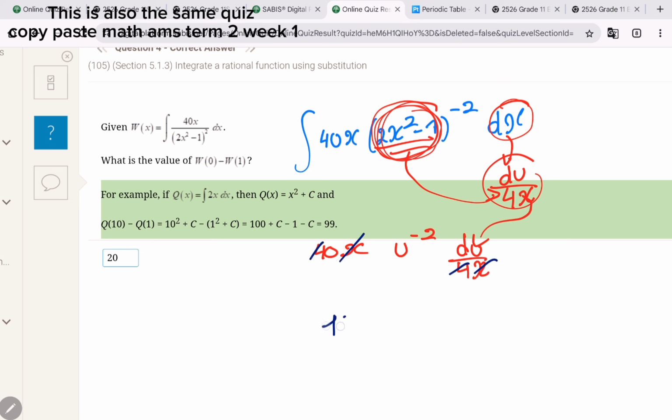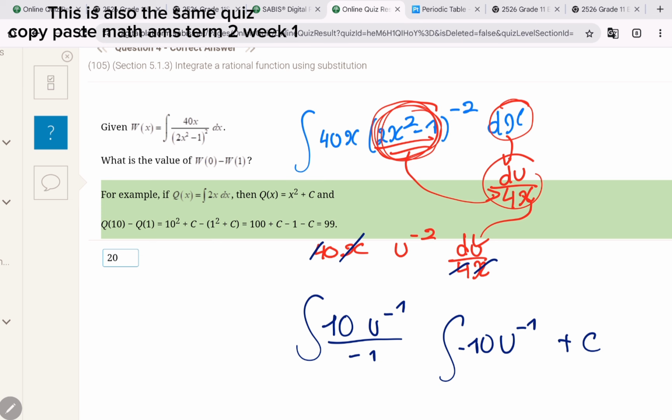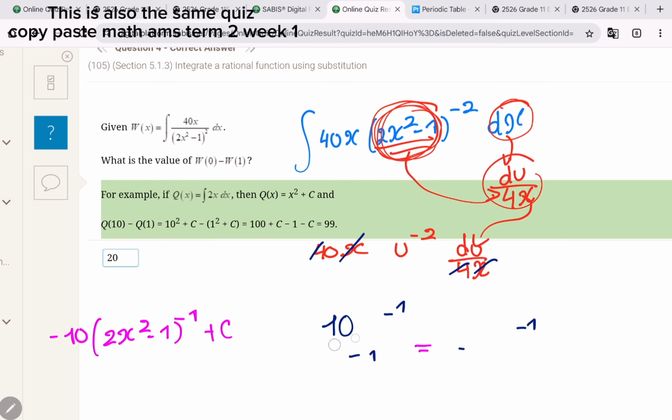Now I can integrate this. It made my life so much easier. So here you're going to add 1, and you add minus 2 plus 1 in the bottom. So it's going to be minus 1, minus 1. So the integration is minus 10 u to the power of minus 1, don't forget, plus c. Now you can substitute the value of u. It's going to be minus 10 times (2x squared minus 1) to the power of minus 1 plus c.